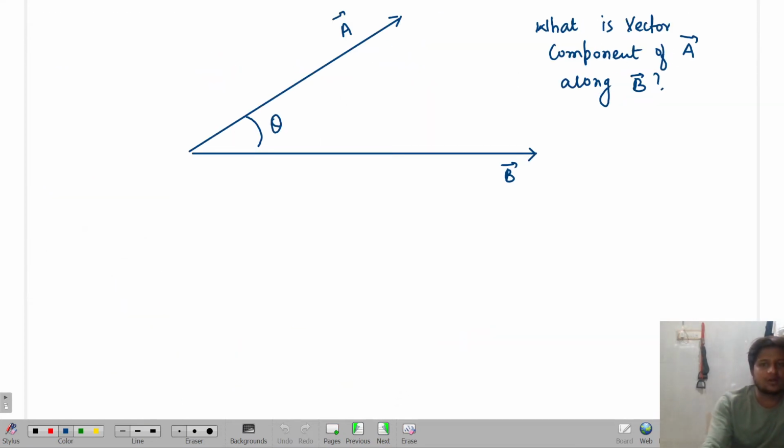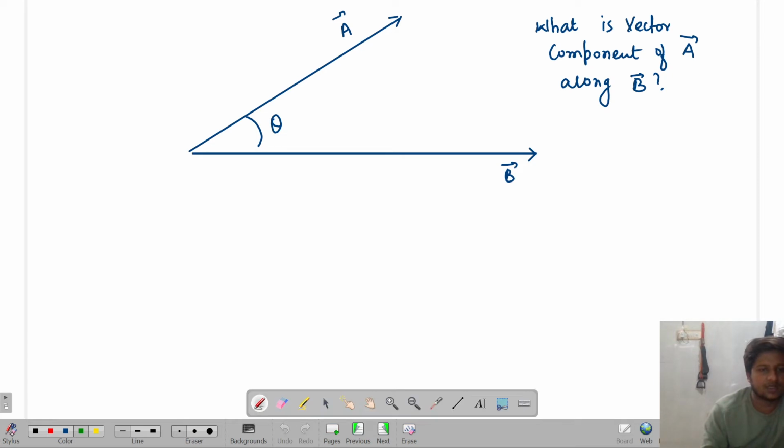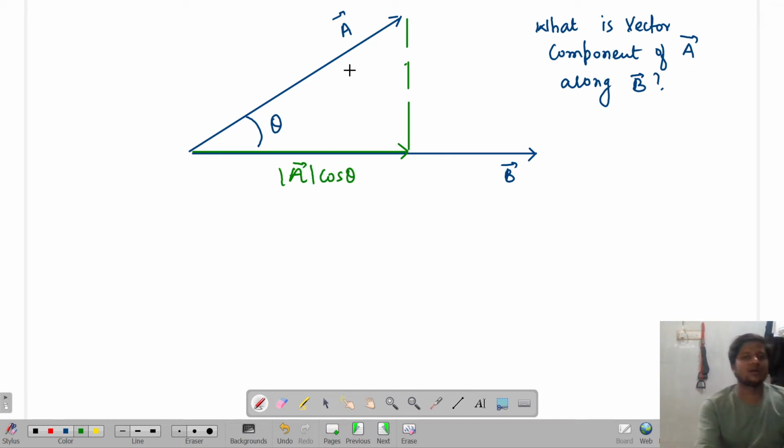What is the vector component of vector A along vector B? Now, what does the component mean? Component means if I draw a perpendicular line over here, A cos theta. So this particular length, from this point to this point, which is modulus of vector A cos theta, is the component of vector A along the vector B or not. Tell me yes or no.